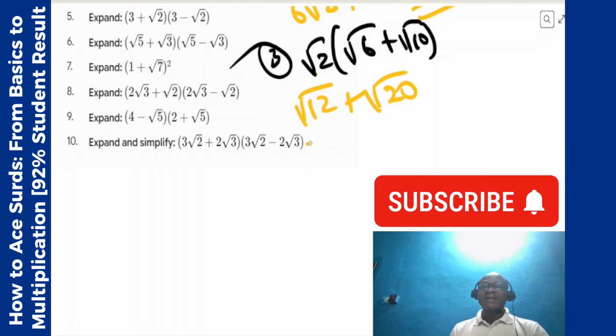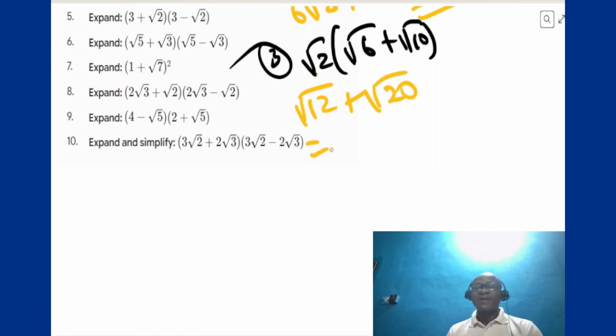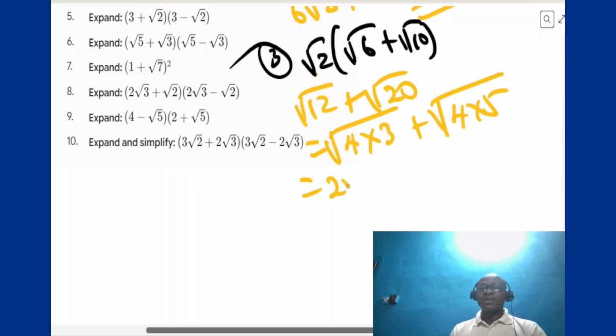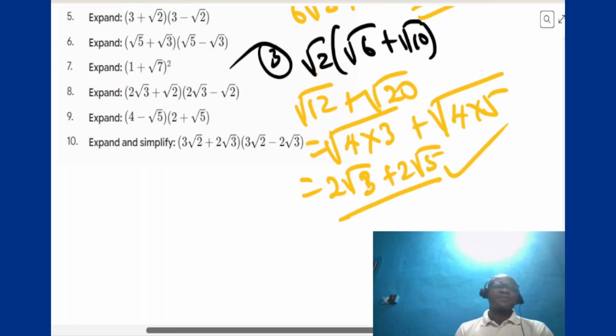Now, I can further simplify the square root of 12 as the square root of 4 multiplied by 3 plus the square root of 4 multiplied by 5. So this is now going to give me 2 root 3 plus 2 root 5 as the final answer to number 3. I believe it makes sense. Yes, sir. Okay.